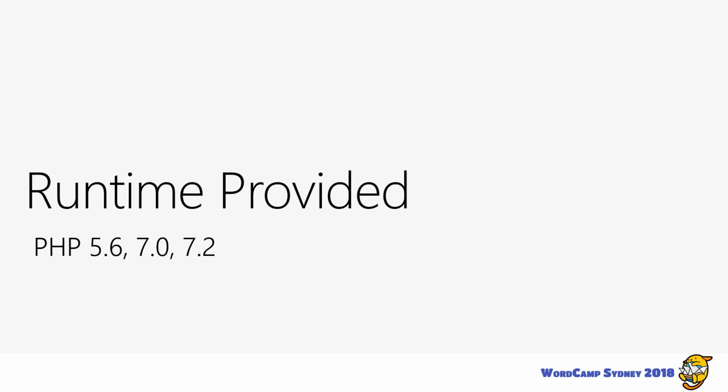Also, this is a PaaS, right? So we can choose a runtime. PHP 5.6, 7, or 7.2 are provided as default runtimes. So if we want to run a different version of the PHP runtime, this is probably not going to work. Then we can choose another approach. I will talk about this later.